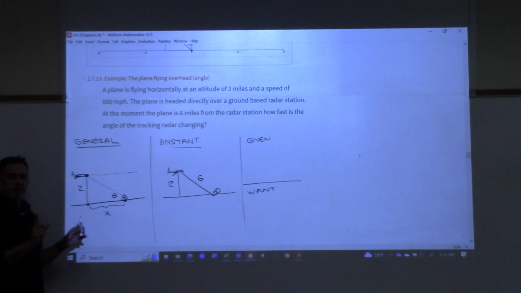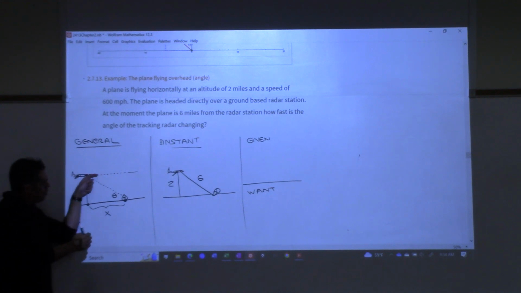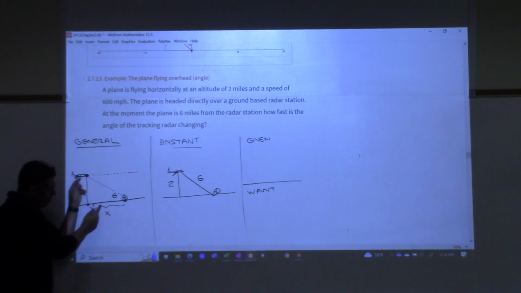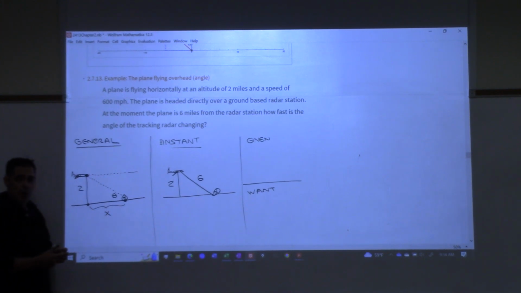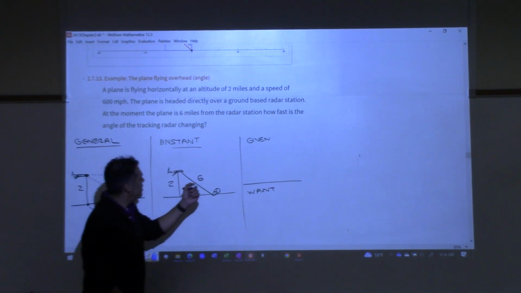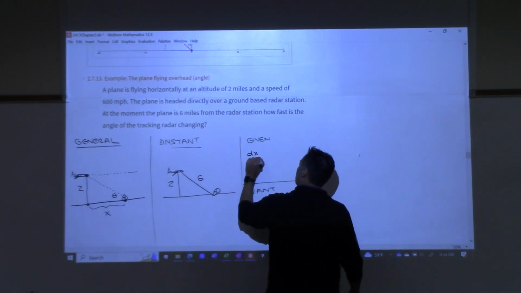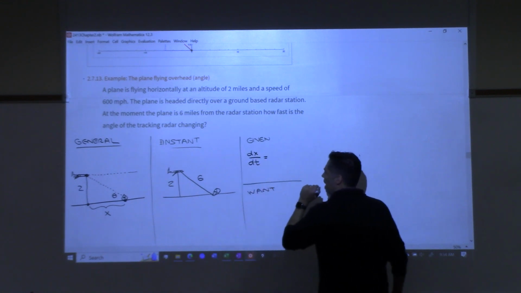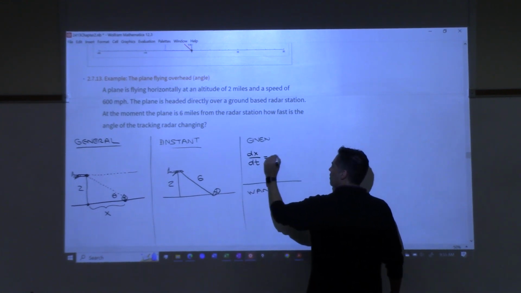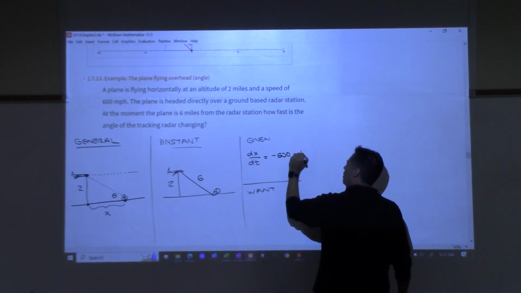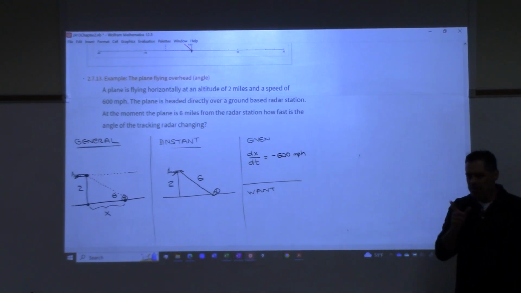Would you agree that x is shrinking at 600 miles per hour? That's the rate at which it's shrinking, because if this point moves, then that point moves. So as this moves over, this x gets smaller, and the rate at which it gets smaller is 600 miles per hour, because that's the speed of the plane, right? So in drawing that x, I can say that dx/dt is positive or negative? Negative 600 miles per hour. That's how fast x is changing. See, I had to put that x in there, right? I had to see that x myself.